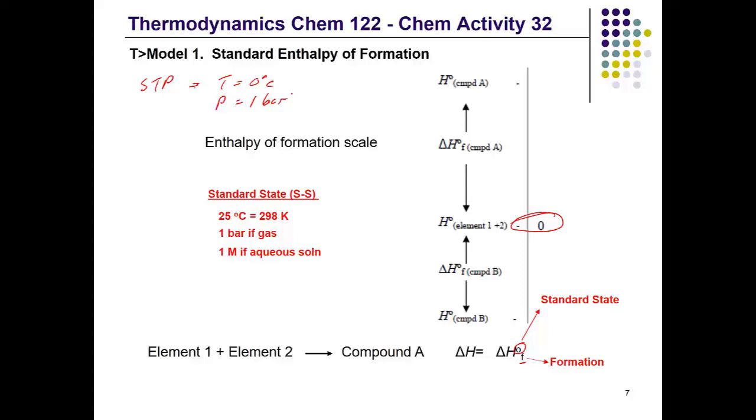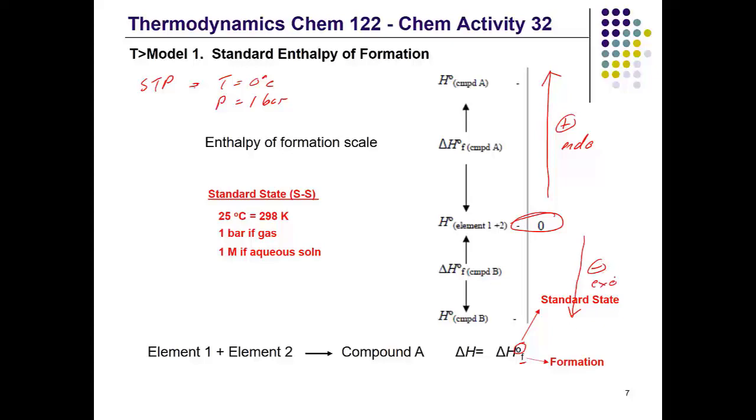So the idea is that we set our elements at 0 enthalpy, and we see, well, how much energy is either released or taken in forming a compound. Now, of course, if energy is taken in, the process will be endothermic. If the process is resulting in a loss of energy, well then, of course, the process will be exothermic.